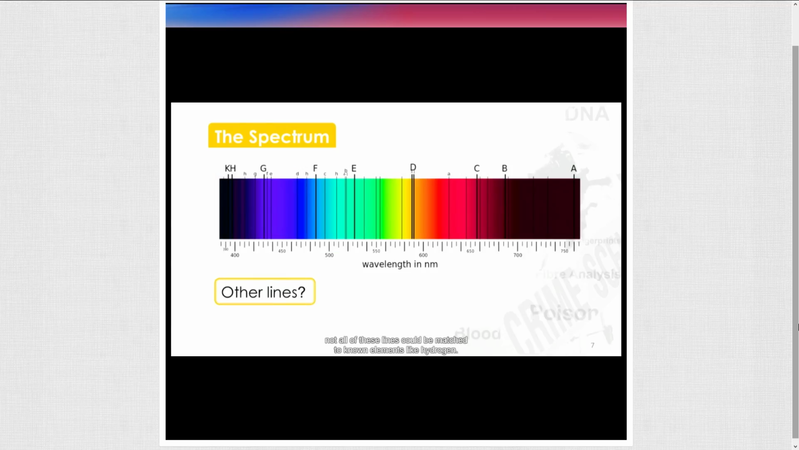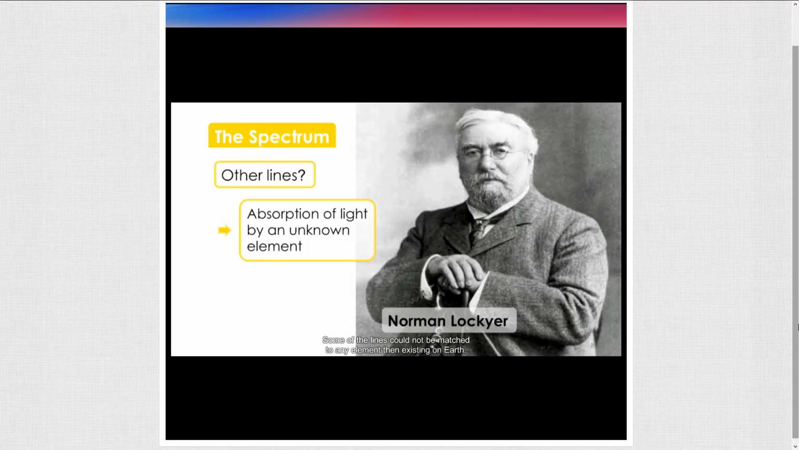Now, interestingly, not all of these lines could be matched to known elements like hydrogen. Some of the lines could not be matched to any element then existing on Earth. And this led the astronomer Norman Lockyer to propose that there was an as yet unknown element present in the atmosphere of the sun, and absorption of light by that element was causing these unknown lines. So he named the element helium, and helium became the first element discovered outside the Earth, rather than on the Earth itself. And he was proved right, because later helium was discovered on Earth in minerals, and it was found to absorb light in exactly the same way as this helium in the sun.